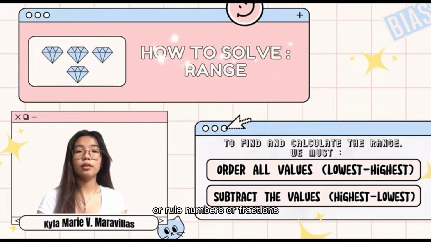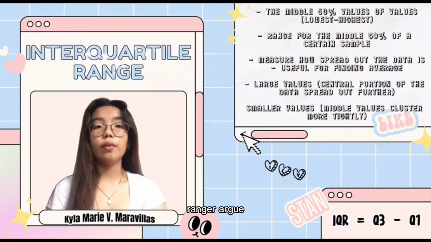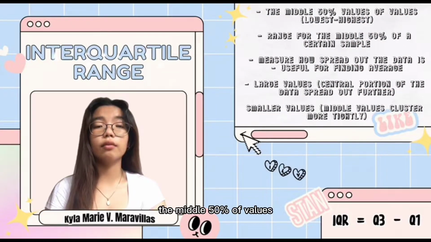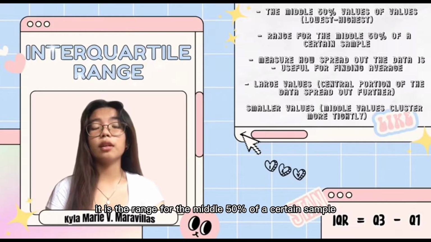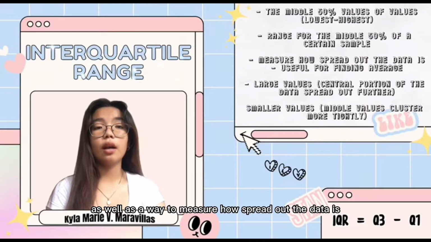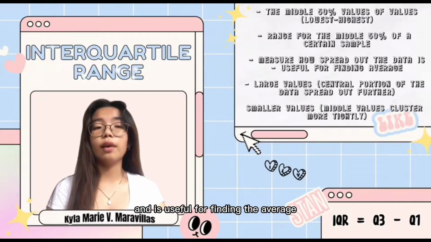whole numbers or fractions. The interquartile range, or IQR, describes the middle 50% of values when ordered from lowest to highest of a distribution. It is the range for the middle 50% of a certain sample, as well as a way to measure how spread out the data is, and is useful for finding the average.